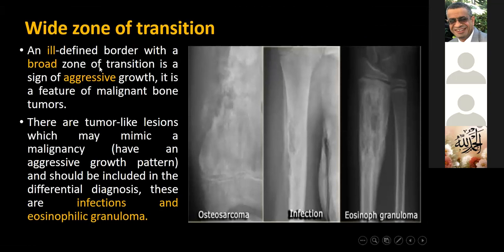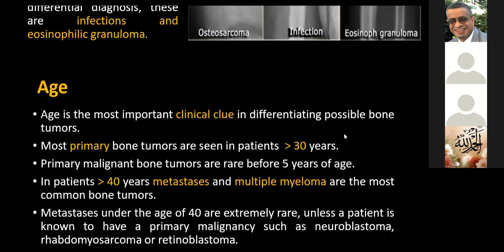An ill-defined border zone of transition is a sign of aggressive growth. It's seen in malignant tumors, but also in tumor-like lesions which are locally aggressive, which include infection and eosinophilic granuloma. We see here an ill-defined lytic lesion with a wide zone of transition in a case of osteosarcoma, and here in a case of infection, osteomyelitis, and in eosinophilic granuloma.